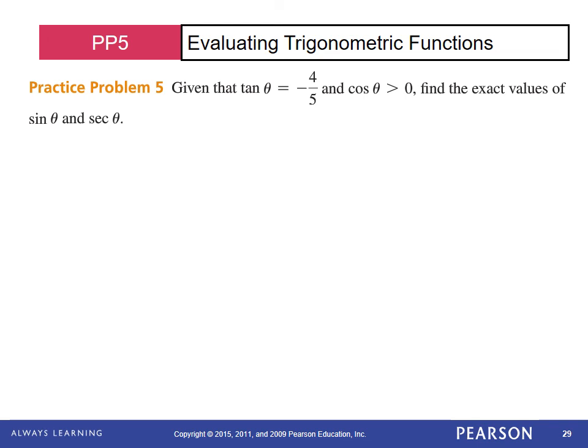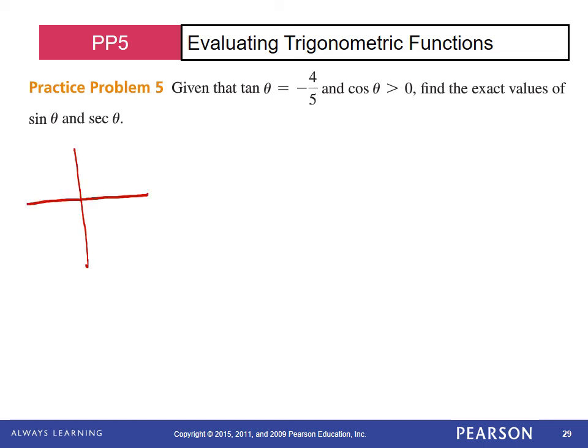So given that tangent theta is negative 5 over 4, and we know cosine is positive, now you guys get the easy one here. It just says find sine theta and then secant theta. Again, just because we're in a little time constraint, let's do this one together here.